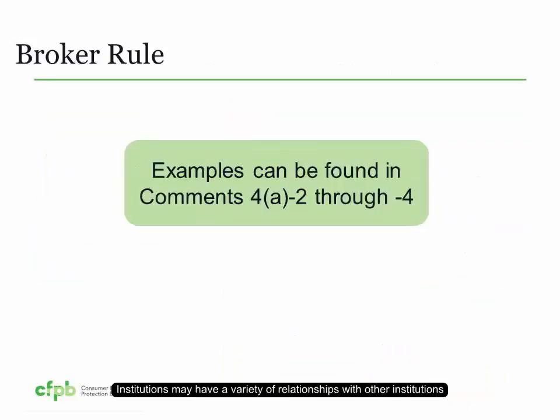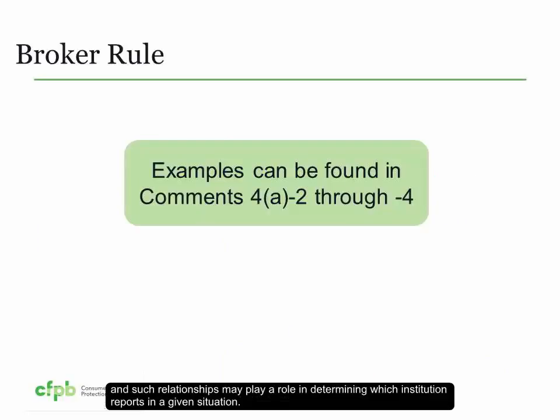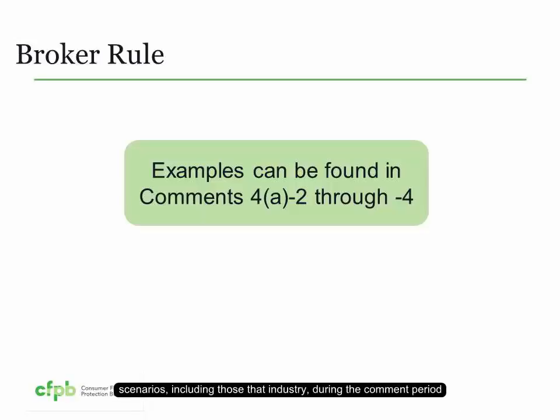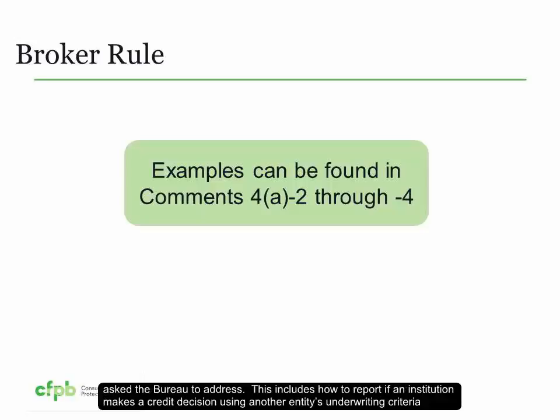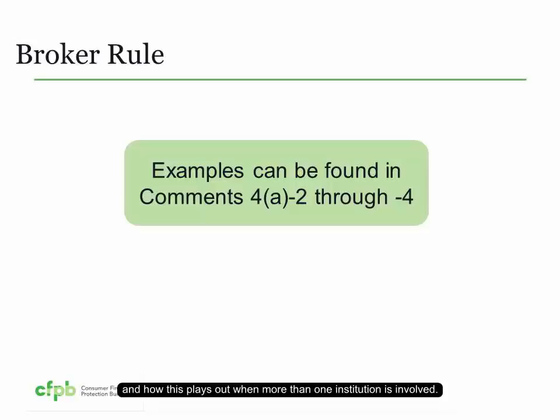Institutions may have a variety of relationships with other institutions, and such relationships may play a role in determining which institution reports in a given situation. We encourage you to review comments 4A-2 through 4, which address additional scenarios, including those that industry, during the comment period, asked the Bureau to address. This includes how to report if an institution makes a credit decision using another entity's underwriting criteria, and how this plays out when more than one institution is involved.